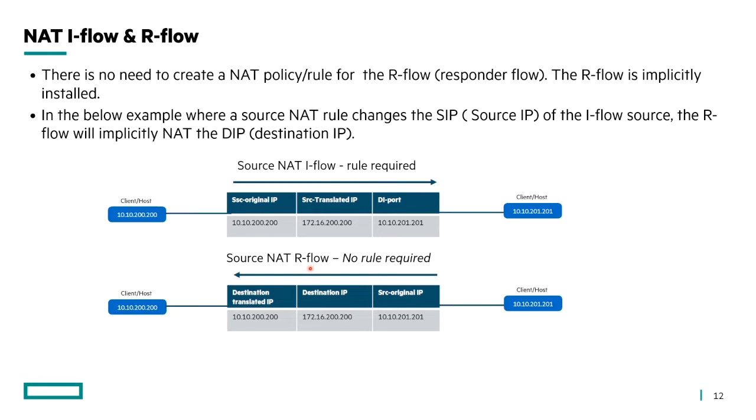For the return flow, the responder flow, there's no rule required. So the original IP from the client host over here, 10.10.201.201, is targeting 172.16.200.200 because that is now the translated source IP address of the flow that's gone out, and the rFlow will have that destination IP translated dynamically back to 10.10.200.200, which is the originating client source address.